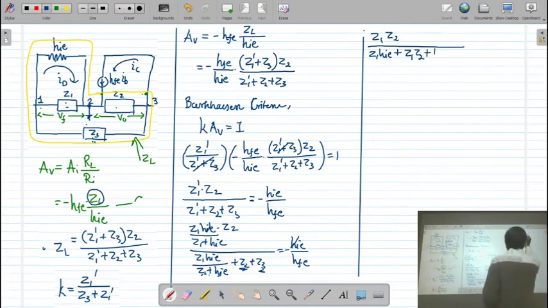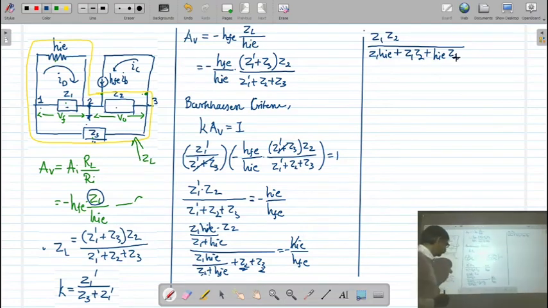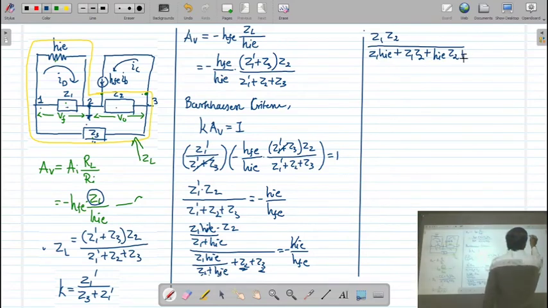hie into Z2. Sorry, it is a hie. Okay, hie into Z2. Now Z1 plus hie will be multiplied with Z3. So plus Z1 Z3 plus a hie into Z3, and this is equal to a minus 1 upon hfe.